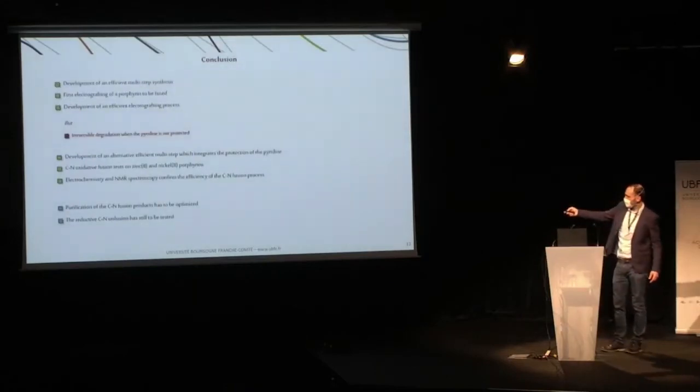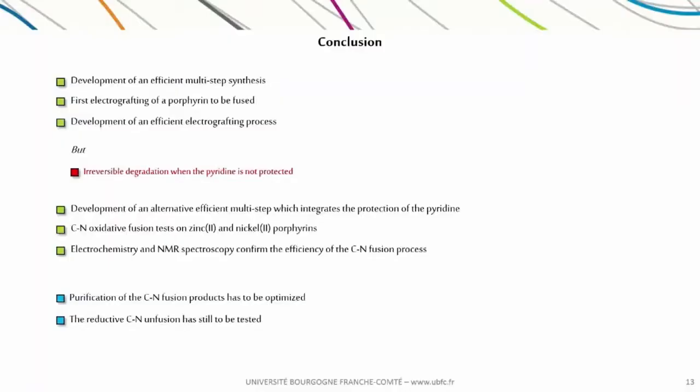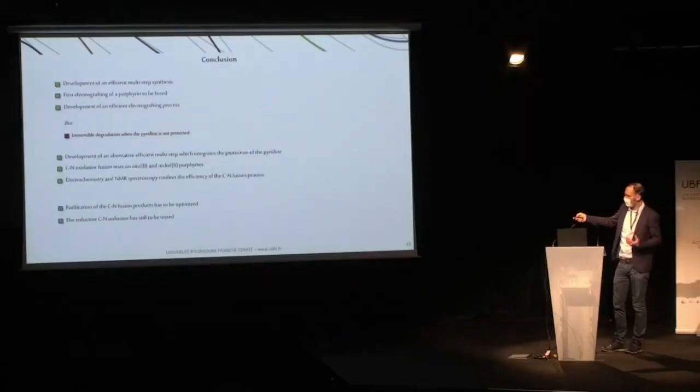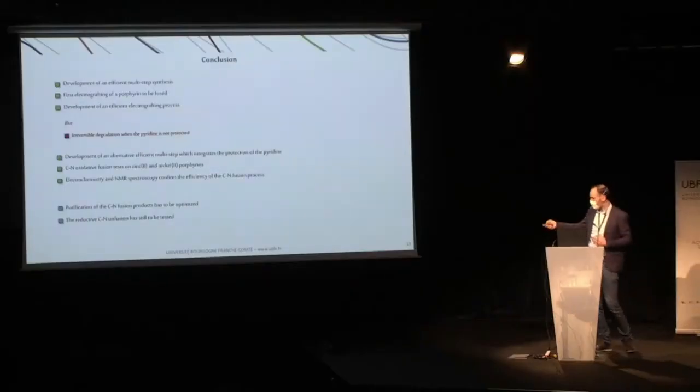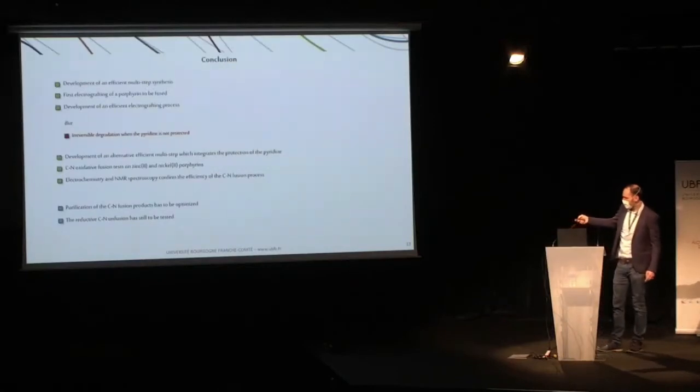As a conclusion, we have developed an efficient multi-step synthesis. We show the first electrografting of a porphyrin to be fused. We have developed an efficient electrografting process, of course, but unfortunately, we have an irreversible degradation, probably because the pyridine is not protected. So we try to develop an alternative efficient multi-step synthesis which integrates the protection of the pyridine.